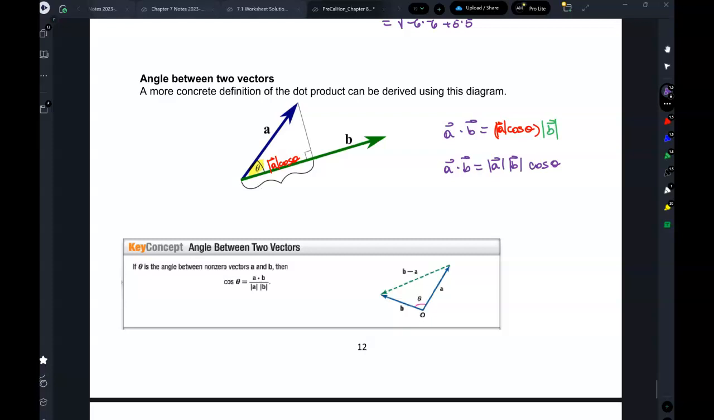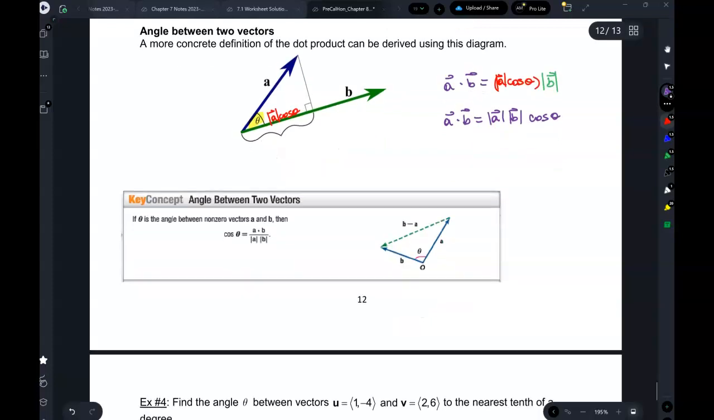Okay, now, if I wanted to just find the angle then, if I wanted to solve for cosine theta, I divide by magnitude of A, magnitude of B.